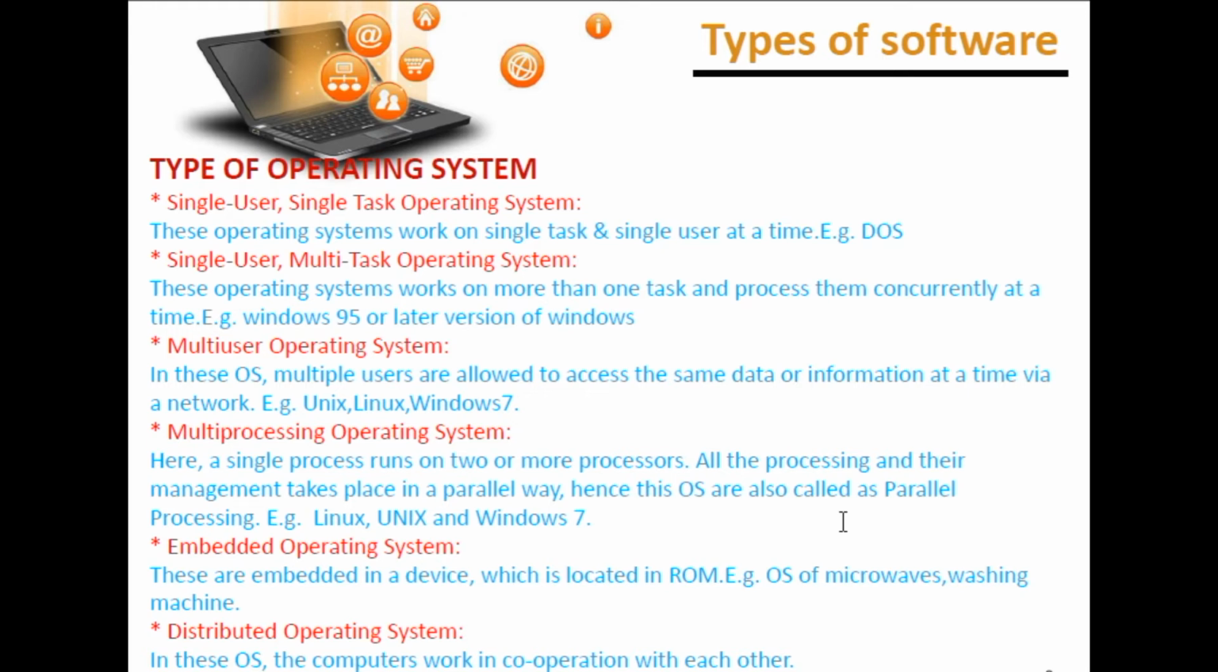Some types of hardware available in the market have embedded software that decides and takes decisions by itself, based on its programmed skill. These embedded devices are located in ROM, like the OS of a microwave or washing machine. Now, distributed operating system.